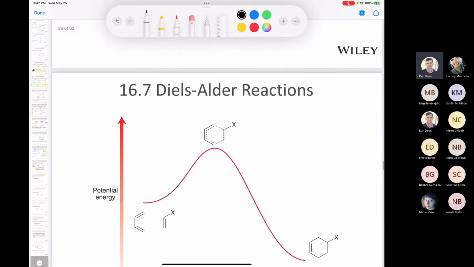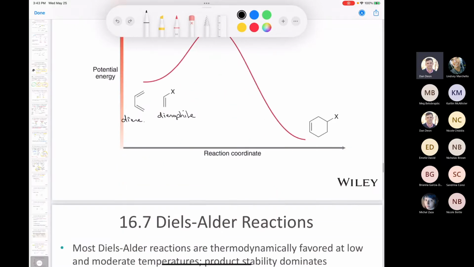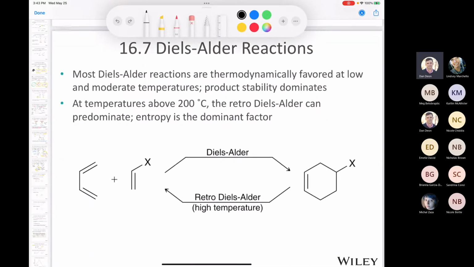Let's take a look at the potential energy diagram for this reaction. We start out with our diene. So this is our diene here. This alkene, we call this the dienophile. The diene and the dienophile react together. We form our intermediate, which is higher energy, or transition state, and then we form our product. Notice that our product is more stable than the reactants. Why would that be? Well, you see that we gained 2 sigma bonds, and we know that sigma bonds are stronger than pi bonds. Pi bonds are weaker. So it makes total sense that your product is going to be more stable.